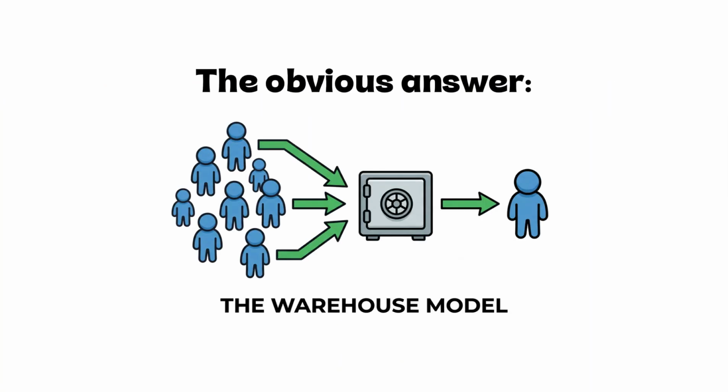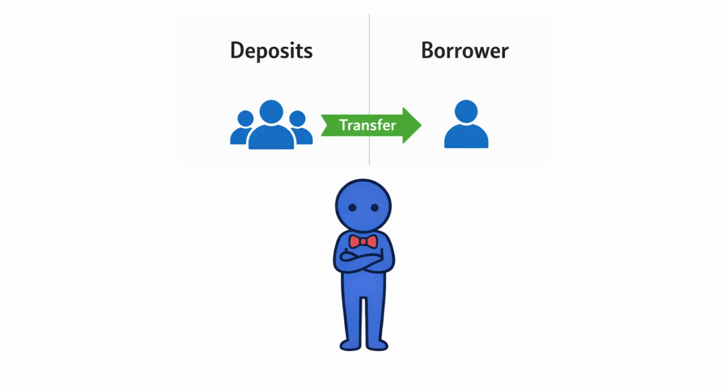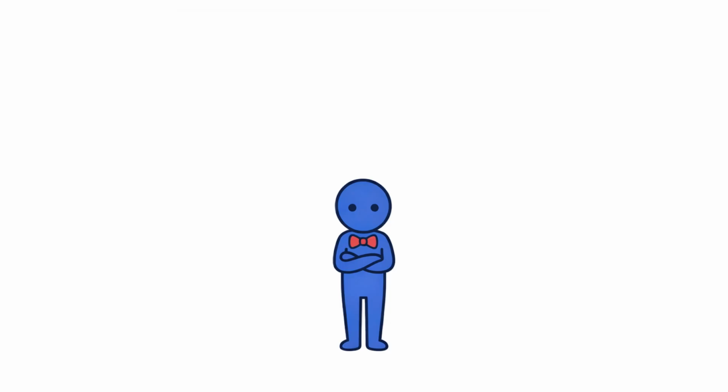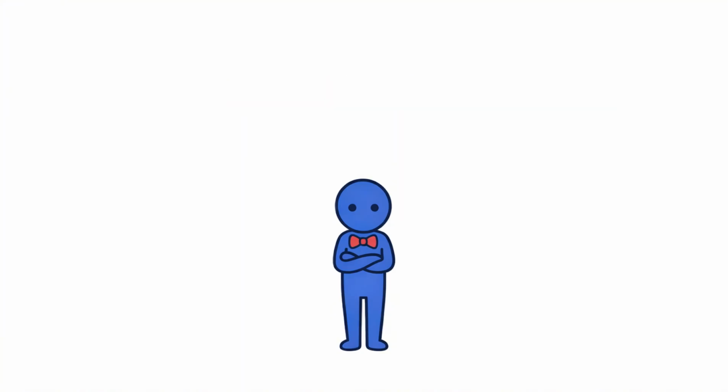The instinctive answer is obvious. The bank had it. Depositors put money in, the bank held it, and now it lends some of it out to you. A simple transfer. Money moves from one place to another. That answer is intuitive. It is also fundamentally incorrect. And understanding why it is incorrect changes how you see nearly everything about the modern economy.